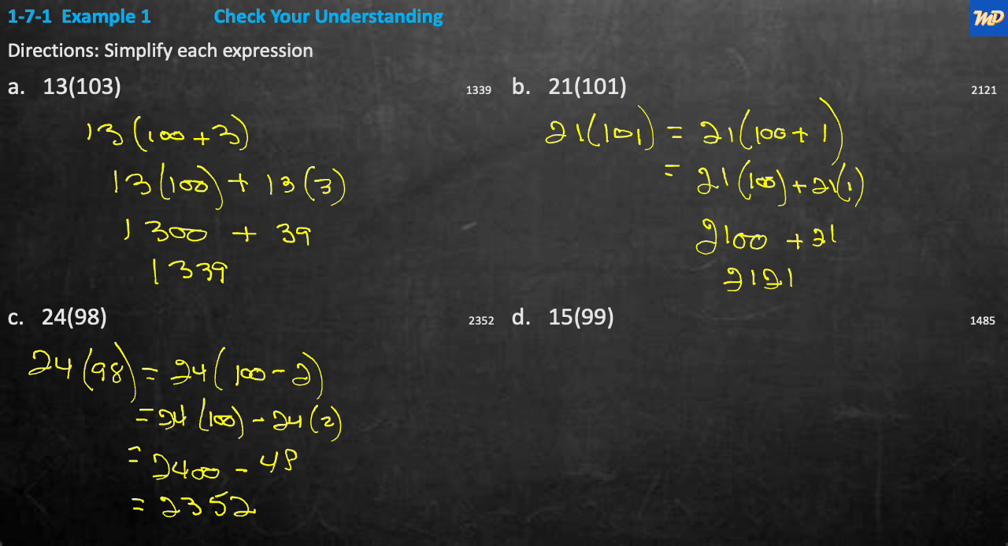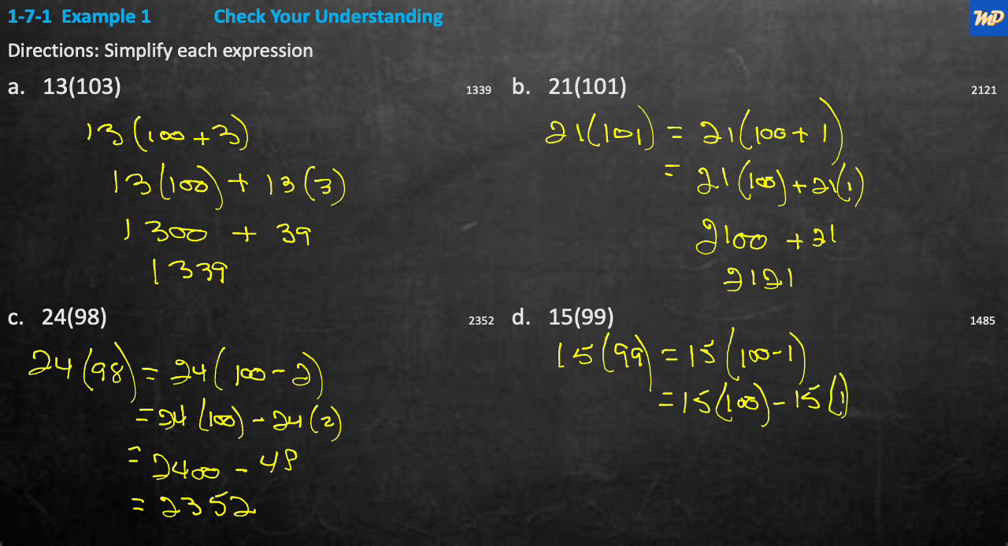Now the last one. So we have 15 times 99. And then we can say that that's equal to 15 times 100 minus 1. And then that can be equal to 15 times 100 minus 15 times 1. Last step here, 1500 minus 15. And then we have 1485.